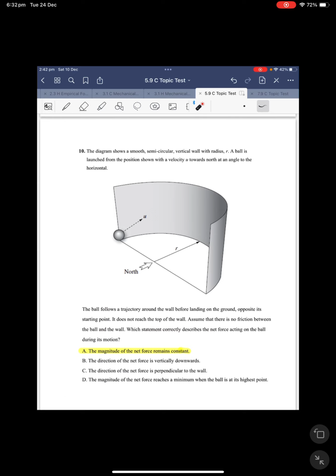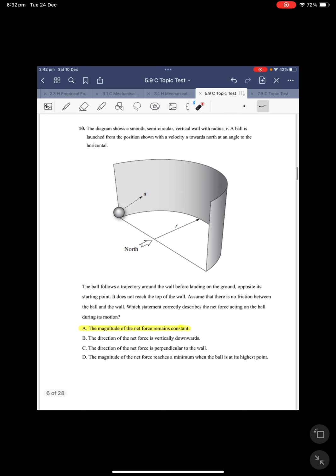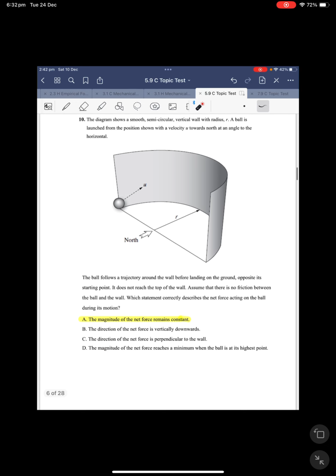Alright, question 10, another tricky mechanics question. And let's go through the options here, okay? So it says that the ball follows a trajectory around the roll between landing on the ground opposite its starting point, does not reach the top of the wall. Assume that there is no friction between the ball and the wall. Which statement correctly describes the net force acting on the ball during its motion.